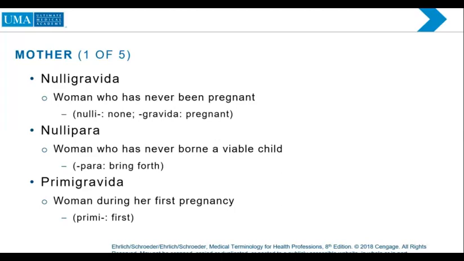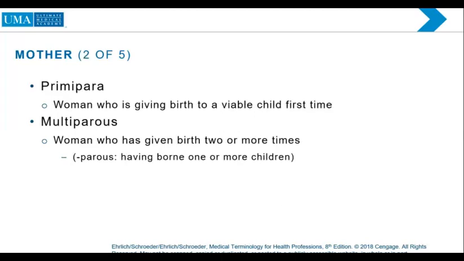Primigravida is a woman during her first pregnancy. Primi means first. Primipara is a woman who is giving birth to a viable child the first time. Multipara is a woman who has given birth 2 or more times. Parous means having borne 1 or more children.